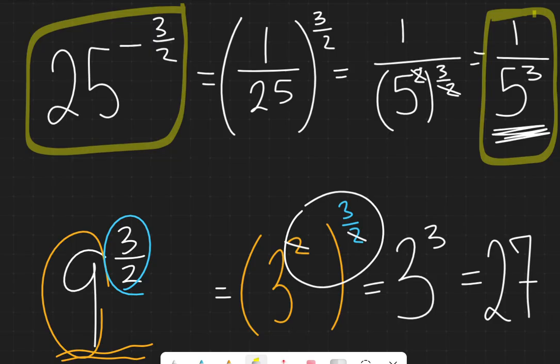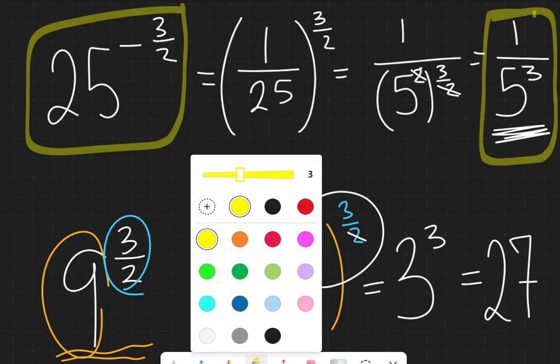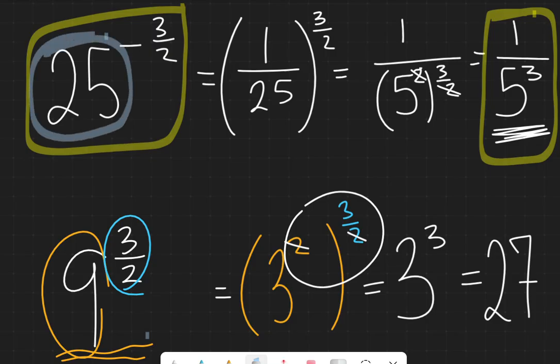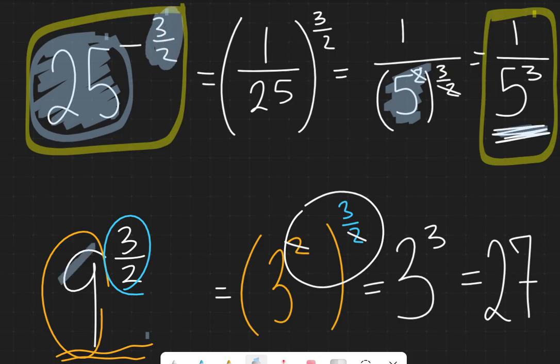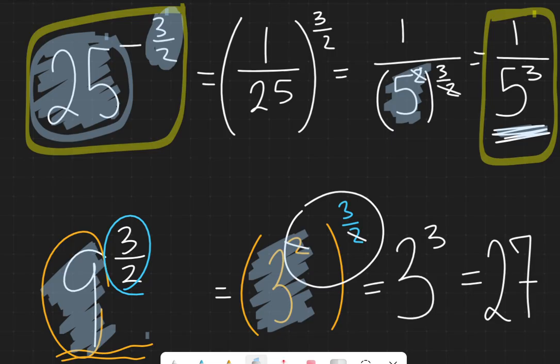Alright guys, I hope that was enough for today. So when we play with rational exponents, the idea is to simplify our base if it can be written as something different. So 25 can be written as 5 to the power of 2, and then we have our exponent. We multiply the exponents and we get the final answer. 9 can be written as 3 to the power of 2. If you multiply that by your exponent 3 over 2, it becomes 3 to the power of 3, which is equal to 27.